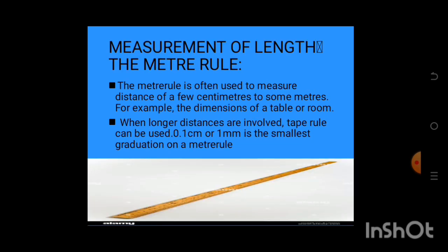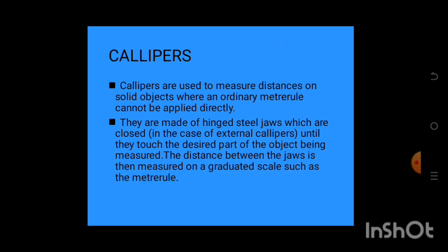Then we have another device that we use in measurement that we call the caliper. Calipers are used to measure distance on solid objects where an ordinary meter rule cannot be applied directly. For instance, if we want to look at the diameter of a ball, we cannot use a meter rule to measure it perfectly because the ball is round. So we use another device to measure such a diameter, and we use the caliper.